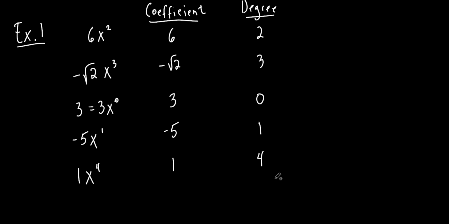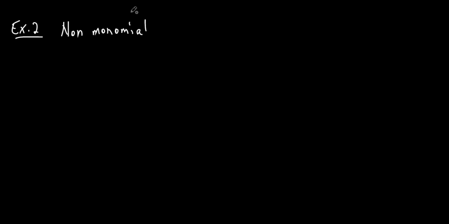All right, let me give you a couple examples of things that would not be a monomial. And there's one thing that I kind of left out about the degree that I'll talk about when we do this. So this is example 2, but it's actually a non-example. Okay, so this is a non-monomial, or it's just not a monomial.